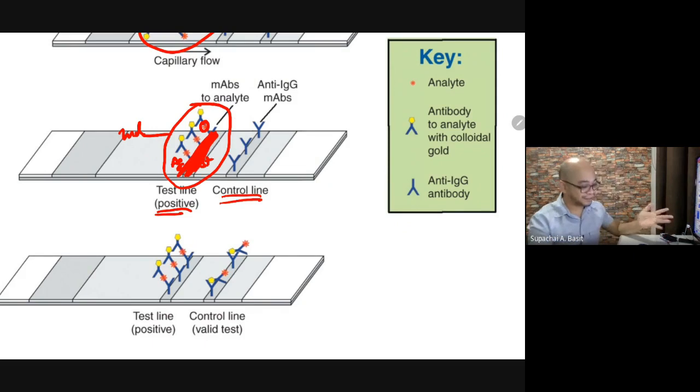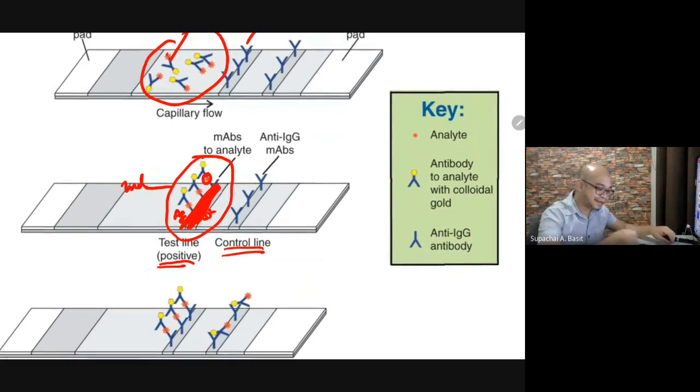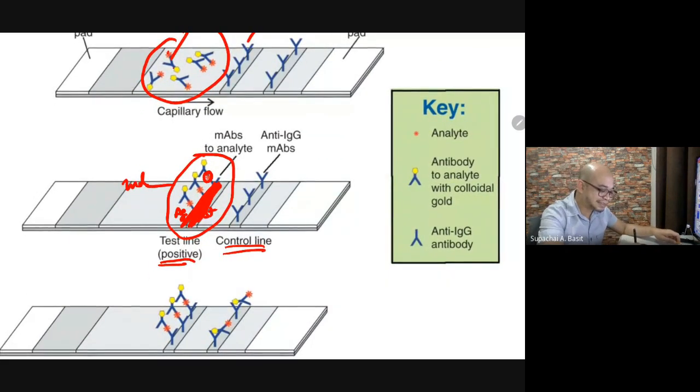So that's positive. Now, some of the excess will pass through the second line. This is the control line. The control line will also consist of anti-IgG monoclonal antibodies. This is like the anti-globulin monoclonal antibodies.